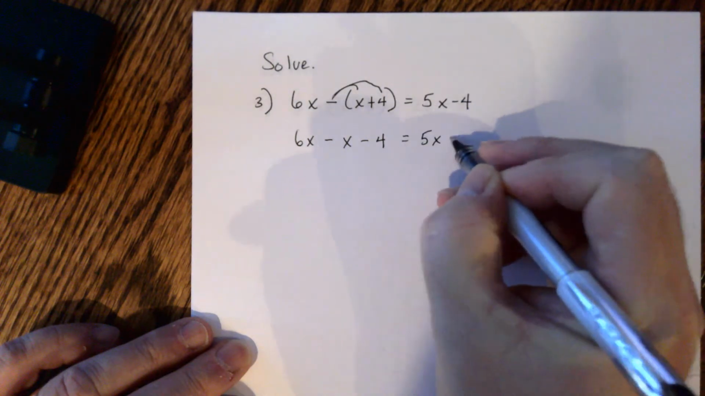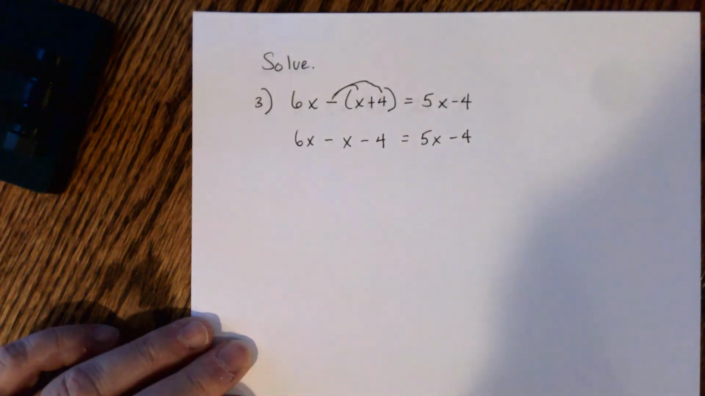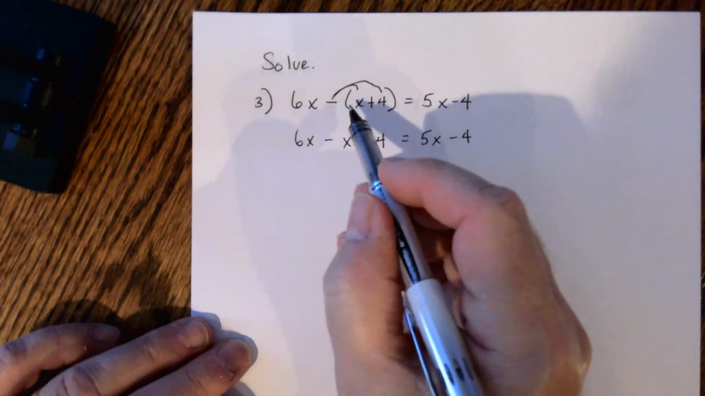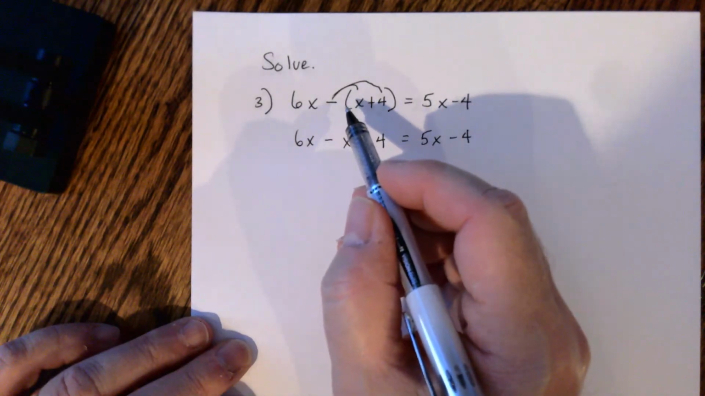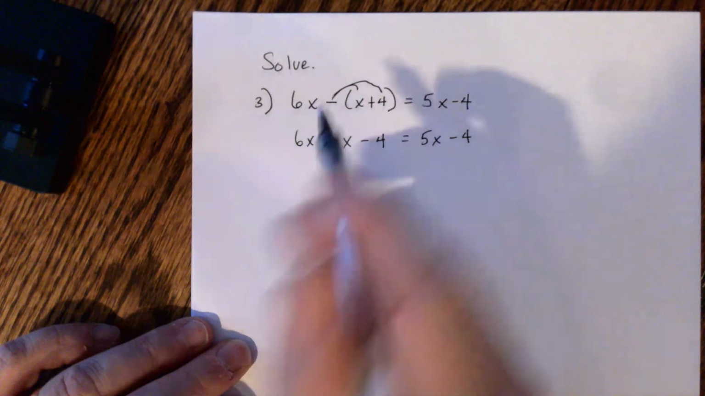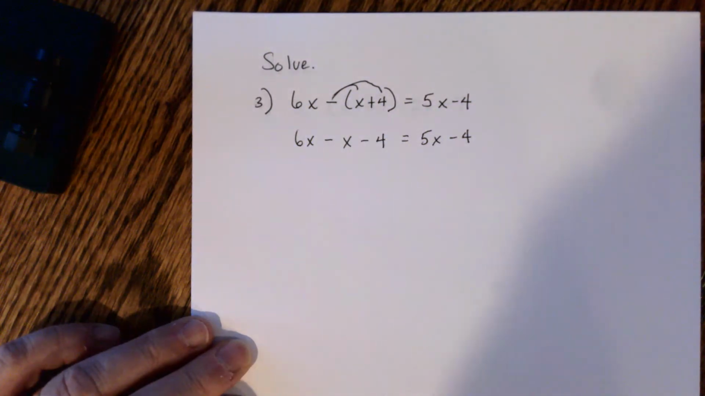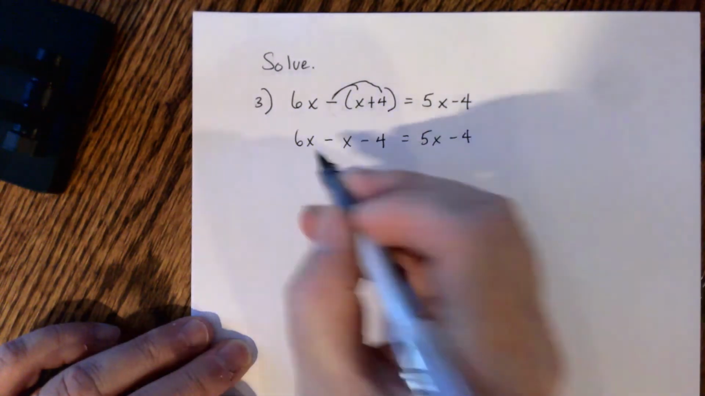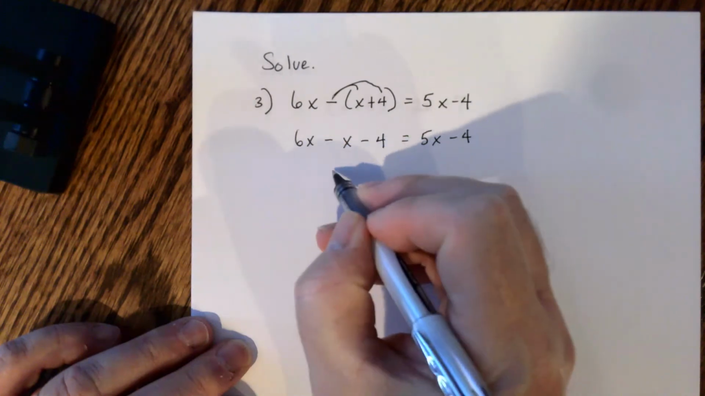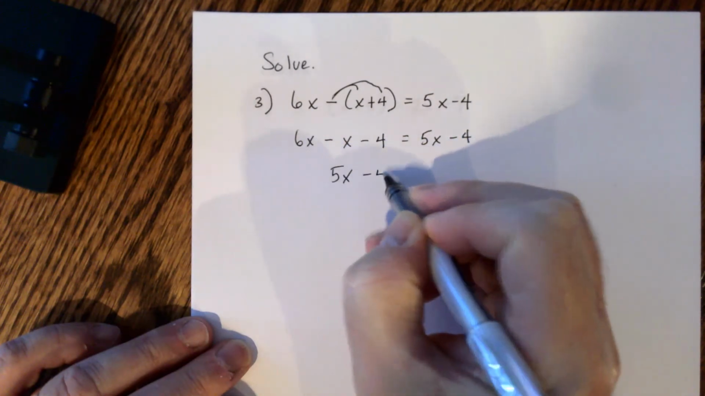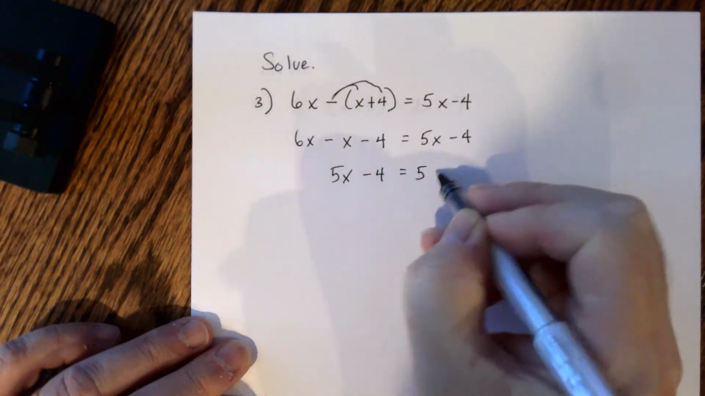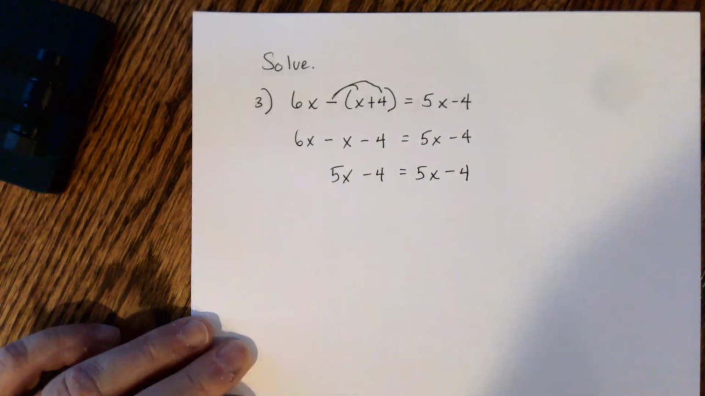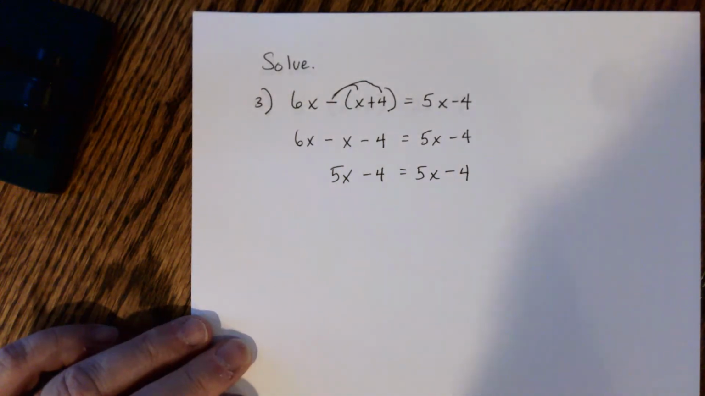Equals 5x minus 4. Now, if you wanted to go through with double signs, you could have done that. But I didn't want to deal with double signs. Now, cleaning up my problem, I end up with 6x minus x, which is 5x minus 4. And what I notice is that the left side of my equation is exactly like the right side of my equation. Or this is an identity.